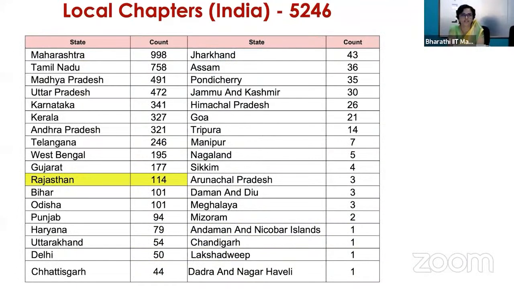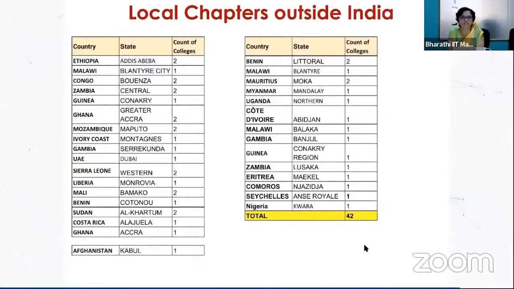These are local chapters that we have. This is a state-wise distribution. I think Maharashtra is the highest, followed by Tamil Nadu. And of course, we have these. Telangana comes in maybe seventh position with 234 local chapters currently. Every semester, we have a few local chapters outside of India, in some countries. They're not very active, but yes, they do keep using our courses as they can.